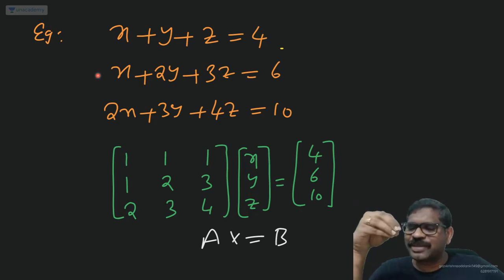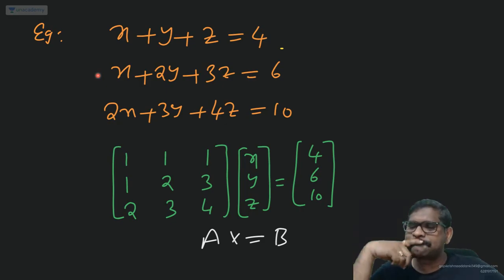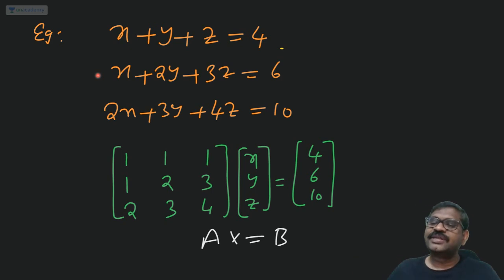K arbitrary means non-zero. Any non-zero value you can put. Understood?